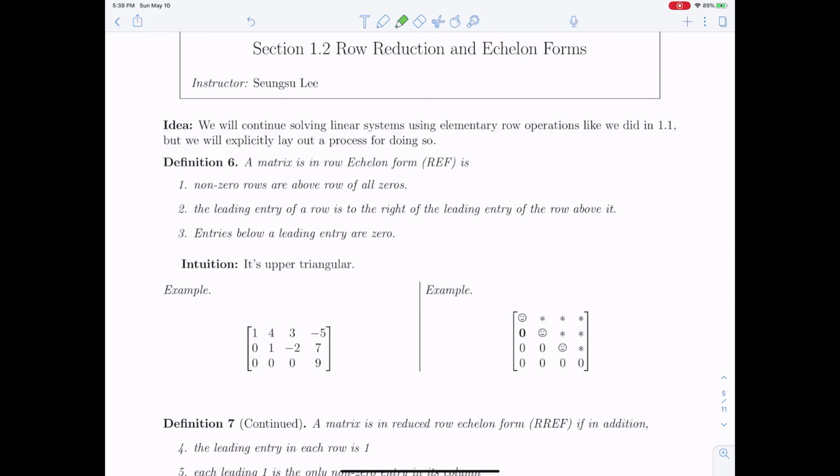The row echelon form is a form of matrix that has non-zero rows above the rows of all zeros. This means that we just push zero rows to the bottom, and the leading entry of a row is to the right of the leading entry of the row above it. And this means we push the longer row to the top. Entries below a leading entry are 0.